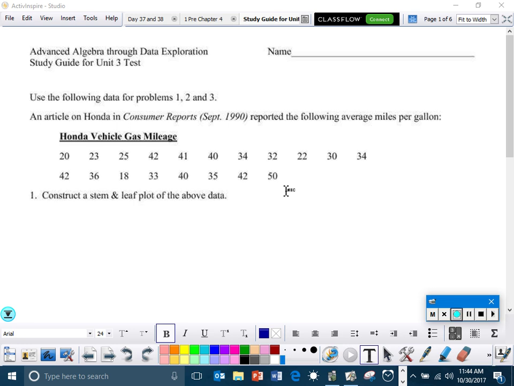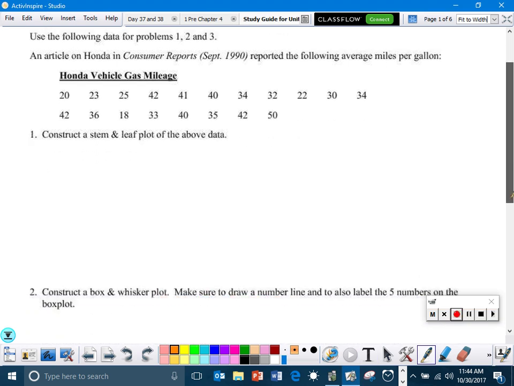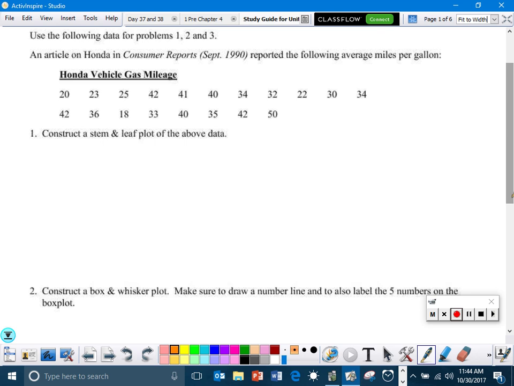Okay, ladies and gentlemen, let's go over the study guide for the Unit 3 test. Again, this is Advanced Algebra through Data Exploration. All right, let's take a look. Number 1, an article on Honda in Consumer Reports 1990 reported the following average miles per gallon. Number 1, construct a stem and leaf plot of the above data.